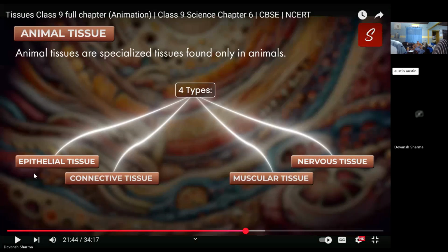Did you understand? Connective tissue is related to bones and blood. Muscular tissue is related to muscles. Nervous tissue is related to the brain and spinal cord.